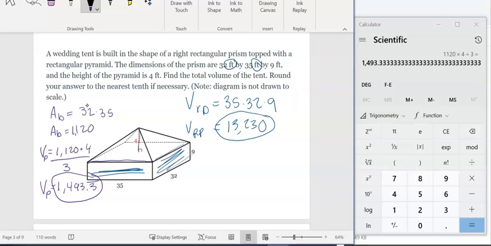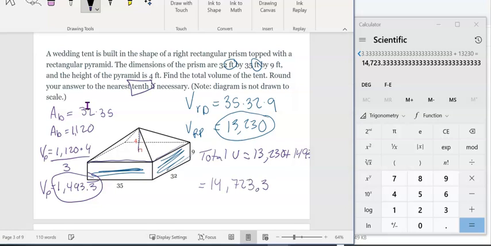So now, in order to find the volume of the whole tent, I just need to add these two numbers together. Volume equals 10,080 plus 1,493.3, so 11,573.3. And it says round to the nearest tenth, so I just stop right there. And then notice it's in feet. So that's going to be feet cubed because it's volume.